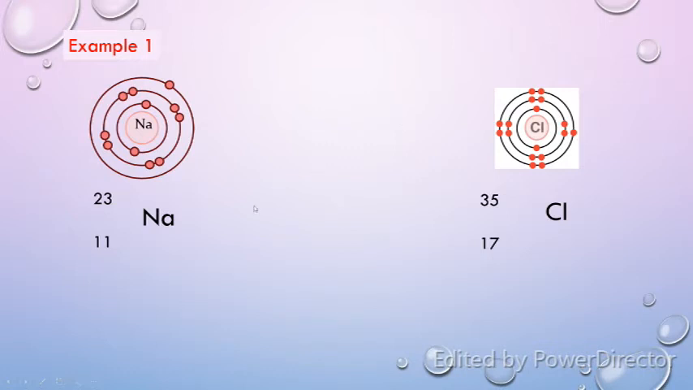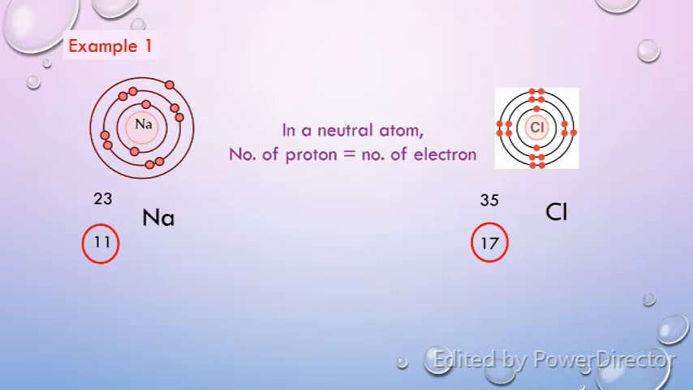Can you give me the electron arrangement of the atom of sodium and the atom of chlorine? How do you write down the electron arrangement without referring to the diagram? First of all, we have to determine the proton number. And bear in mind, in a neutral atom, the number of protons is equal to the number of electrons.